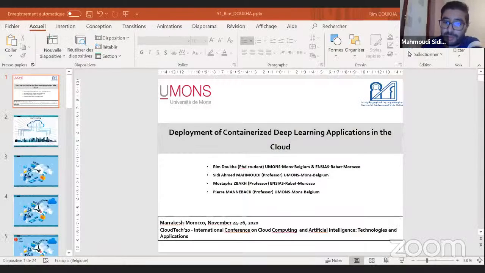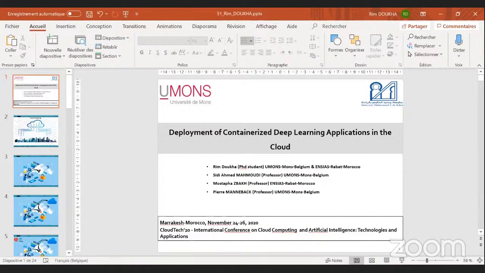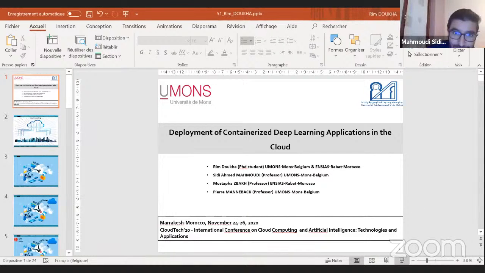Okay, so we can switch to the fourth presentation, which will be given by Rim Duha, who is preparing her PhD under a joint supervision between University of Mons and INSEA in Morocco. The title of the presentation is the deployment of containerized deep learning applications in the cloud. So we can launch the presentation. Rim, if you are here. Yes, I am here. So welcome. You can start.